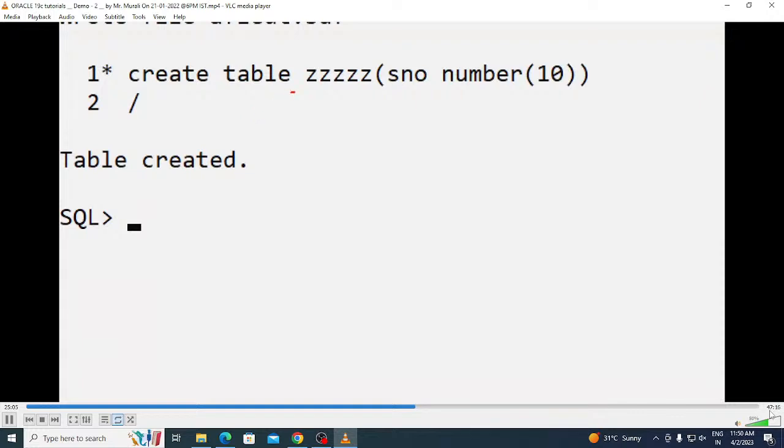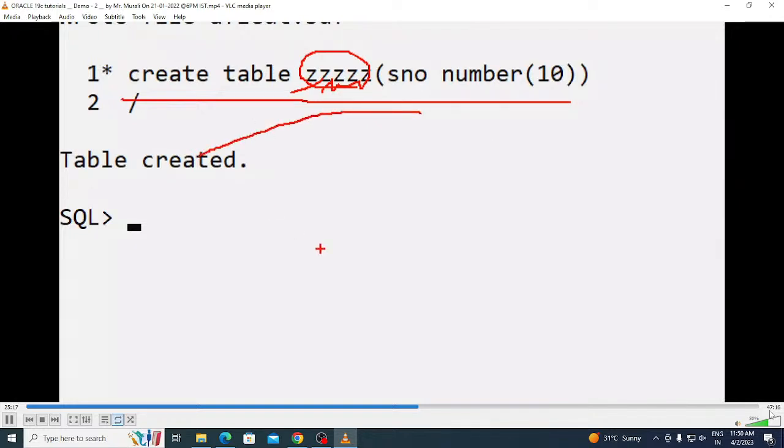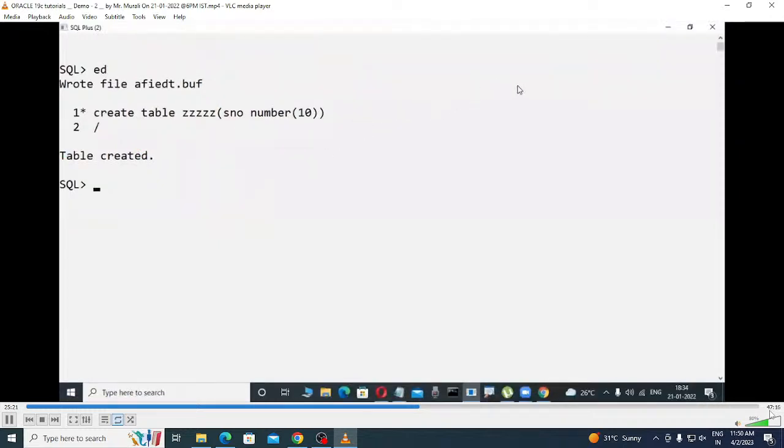For example, this table is created. Slowly observe here. Z is the name I am giving. The table I'm creating is only in my Oracle database, or SQL Server database, or MySQL database. The table is created. Okay.